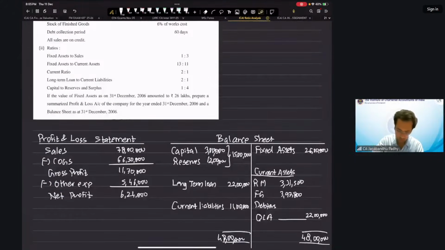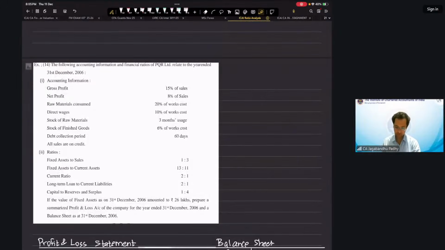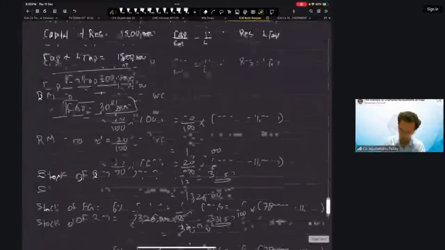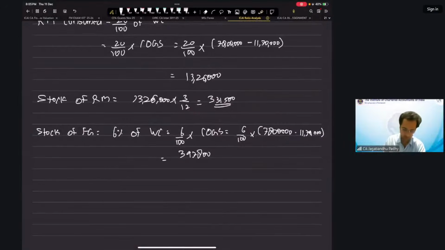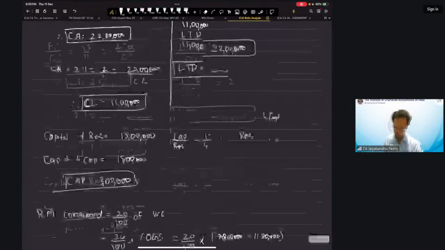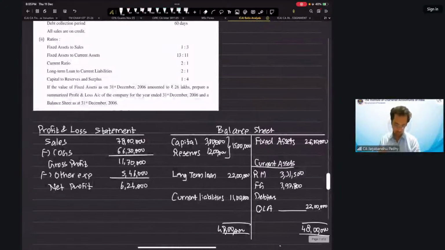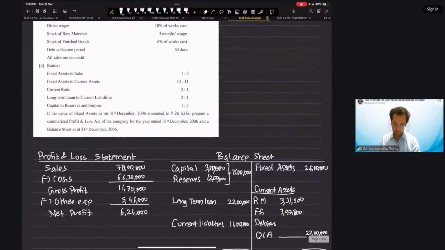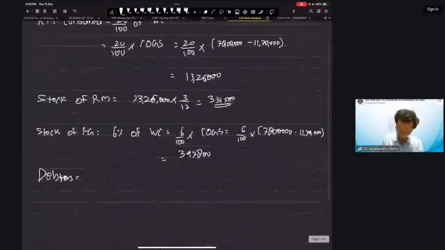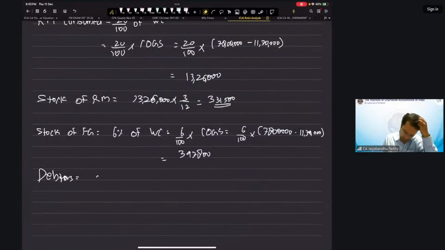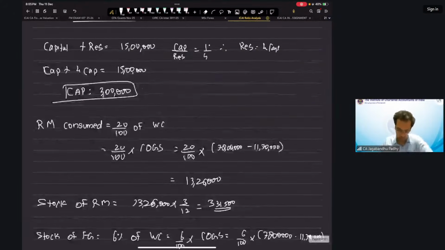Debtors is given in the question to be 60 days. Debt collection period is 60 days. Now the question has not specified any assumption to be taken for number of days. We can definitely take 365 days. So debtors, sorry, all sales are on credit. So 60 days. So it's going to be sales into 60 by 365.